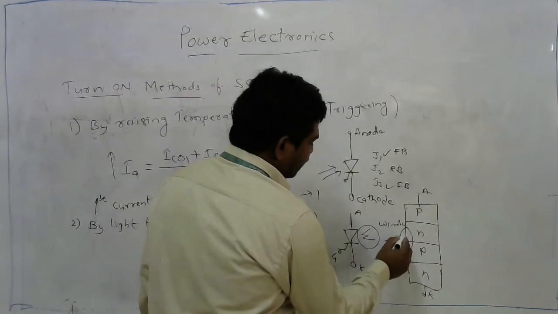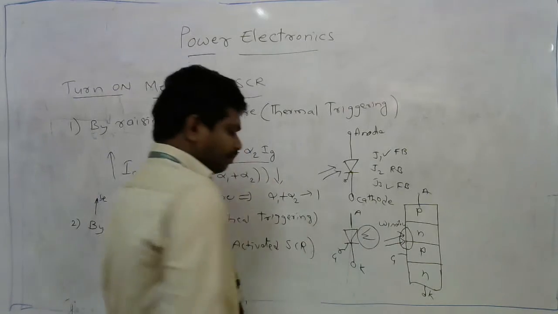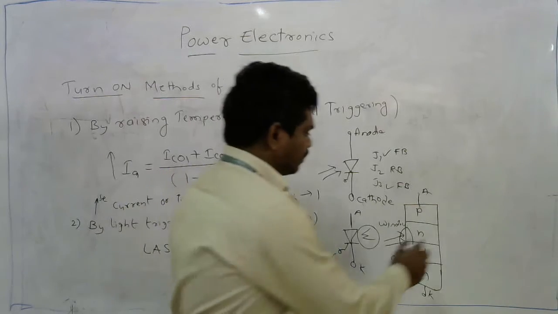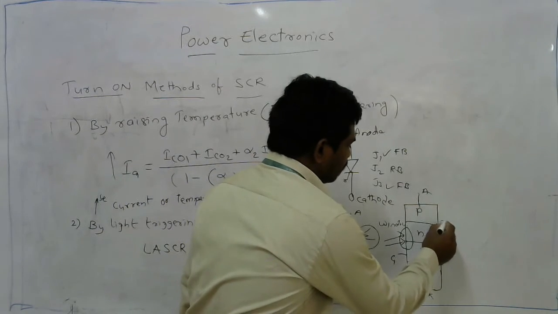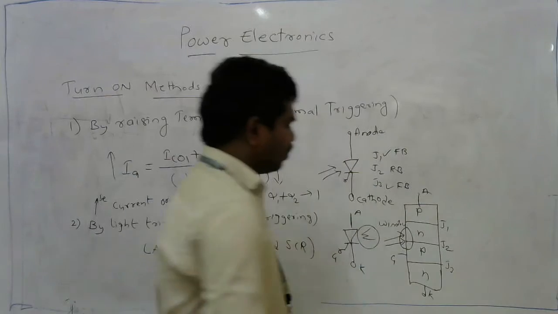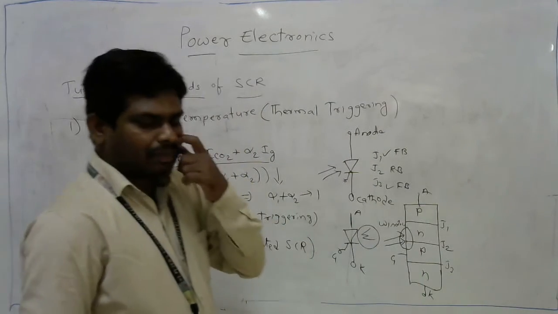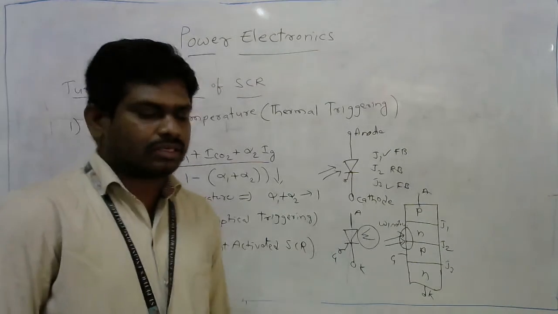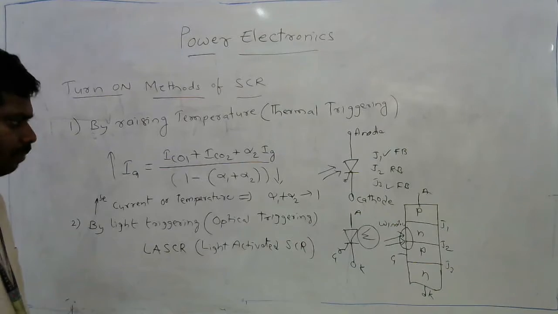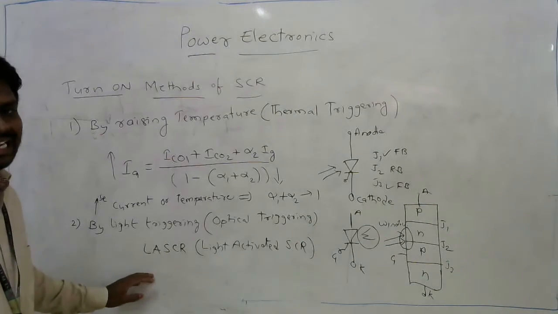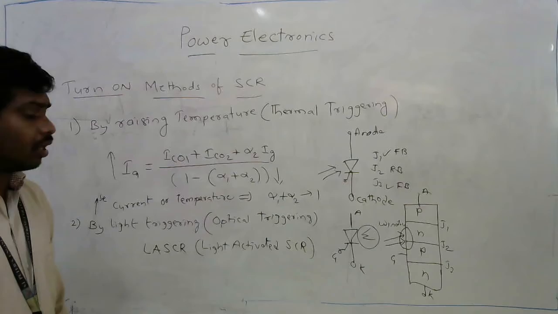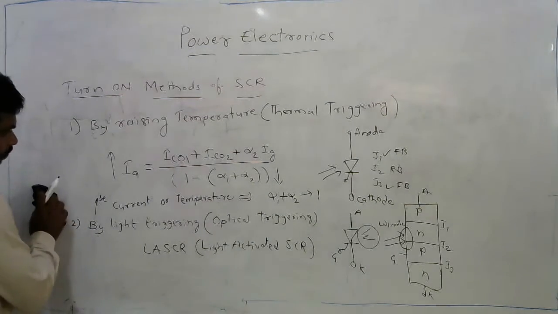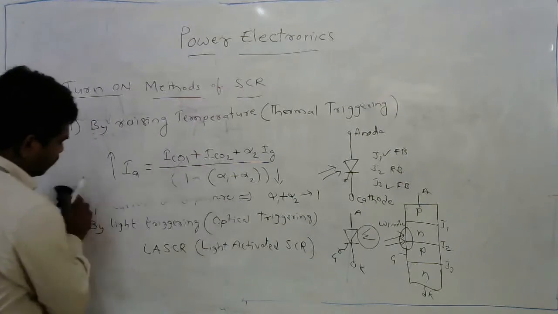When we apply light here, recombination automatically takes place at the J2 junction. Once recombination takes place, the junction J2 breaks down and allows the current to flow. In this way, by applying light triggering to the LASCR, we can turn on that LASCR using this method. We'll see the next method next.